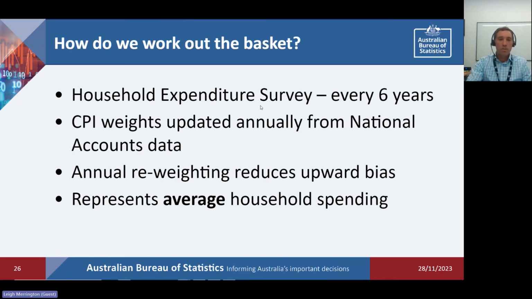Why is this important? By updating the weights in the CPI basket, it actually reduces what's an upward bias in the CPI. So a lot of people think that the CPI is often too low. In fact, you could argue that there is an upward bias in some cases, and by updating the weights in the CPI, we're trying to reduce that bias, and I'll explain that on the next slide. And we also want to make sure that the CPI basket represents contemporary, up-to-date household spending. And the point I made earlier is that the basket represents average household spending across all households. So we're not targeting a particular type of household for the CPI, that's what the living cost indexes do, but we're looking at the average spending across all Australian households.